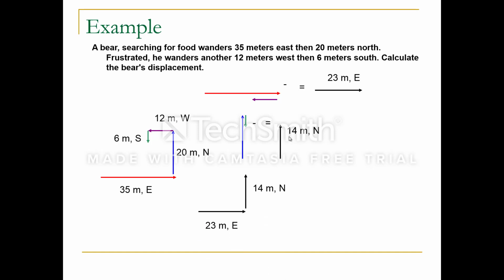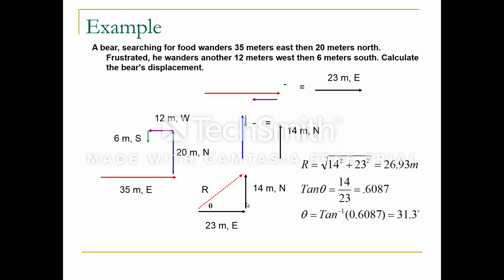Okay, so I'm going to redraw what I have now. I know my total x component is 23 meters east. My total y component is 14 meters north. Pythagorean theorem to find my resultant. Let me show you that one more time. Notice where it fits in. Your resultant would be going from the tail of the 35 to the tip of the 6. And again, we always want to make right triangles because it makes our lives easier.